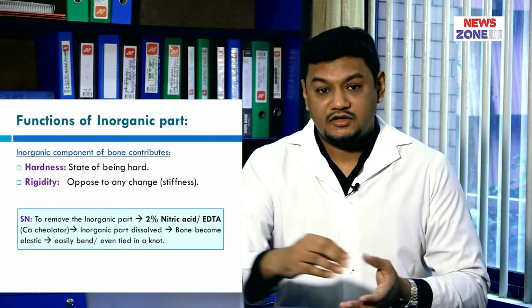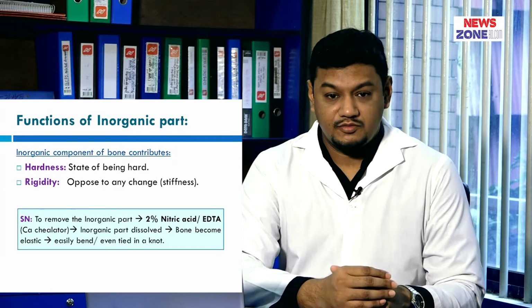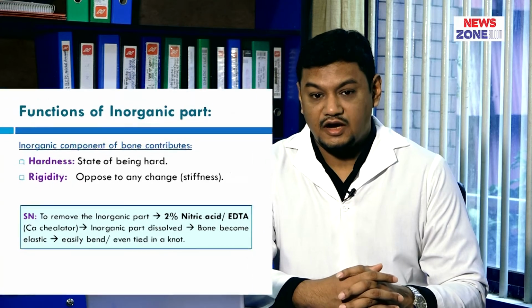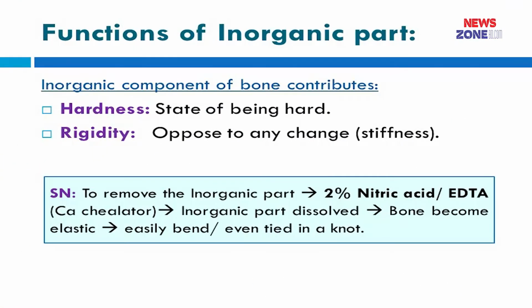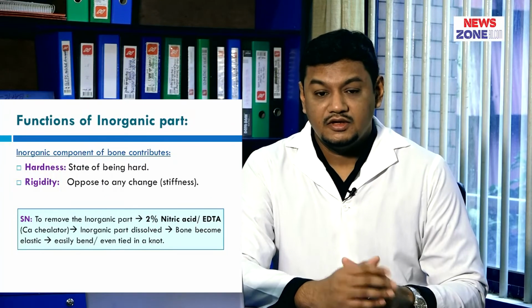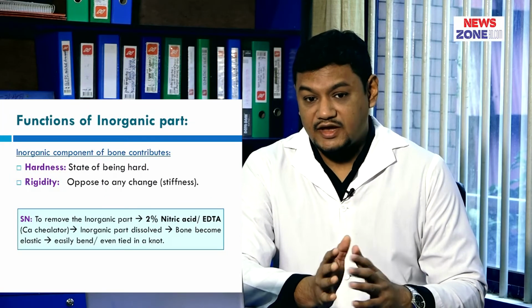Now, what are the functions of the inorganic part? In the inorganic part, we can see there are two properties, hardness and rigidity. The inorganic part is mainly giving the strength of the bones. Hardness means state of being hard. That means it is a hard form of connective tissue, and that hardness is coming from the inorganic part, that means from the calcium.